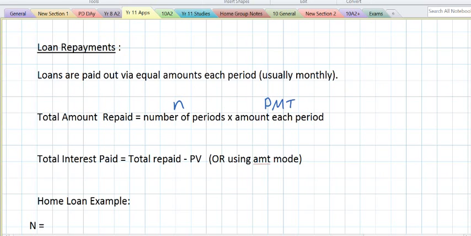Now, the total interest repaid is how much we've repaid in total minus what we borrowed. So think about this as calculating the interest, and that's our future value, how much it is at the end, minus the present value. Or the total we've repaid minus what we had at the start. So it's the difference between the two.